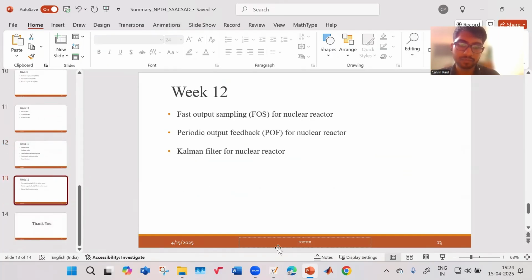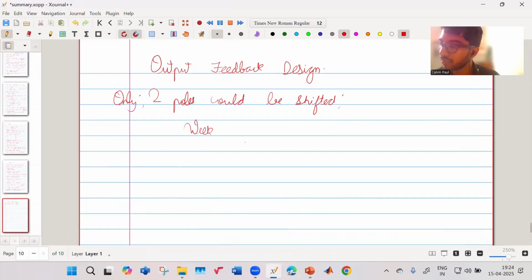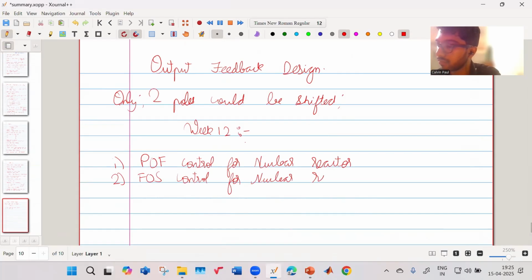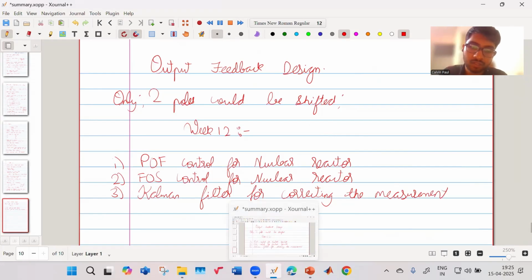Next, we'll go to week 12. Here in week 12, Sir has done further advanced control techniques. First, Sir used UOF control for the nuclear reactor. Then Sir used FOS control for the nuclear reactor. Then Sir used the Kalman filter for correcting the measurement, or to improve the response of the sensor. So this was all considered by Sir.